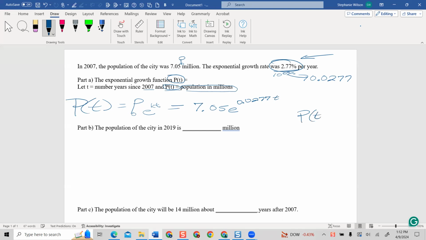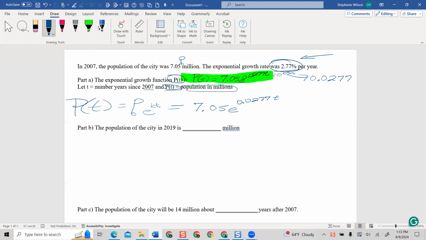Whoops, didn't give myself enough room. I write too big, don't I? It's going to be P of t is equal to, and here is my function, which some people will call an equation. It's also going to be called a model. All right. So now that we have that, we can go to part B.